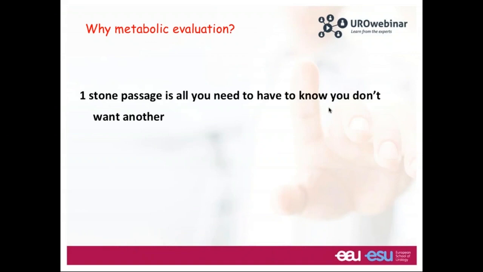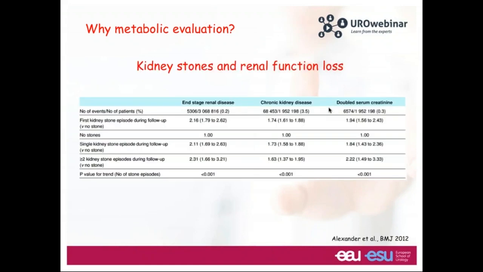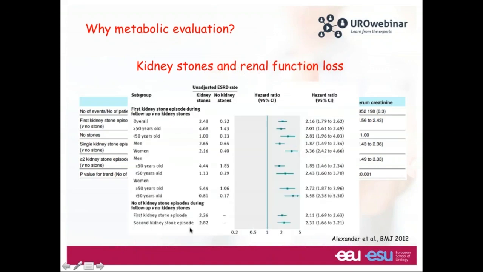If you had a stone yourself or one of your relatives did, then you know that you don't want another. And of course, we all know that the removal of the existing stone does not really prevent further stone formation. But there are also other reasons. If you have kidney stones, you can end up with end-stage renal disease or chronic kidney disease. Actually, the risk, either for the first kidney stone episode or the second kidney stone episode, is approximately doubled for end-stage renal disease. So stones can affect the renal function.